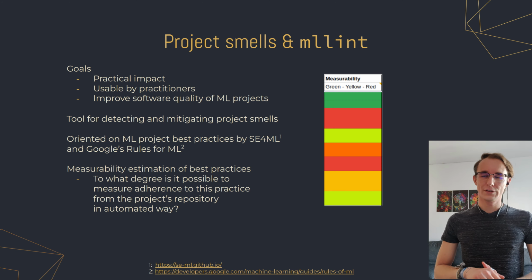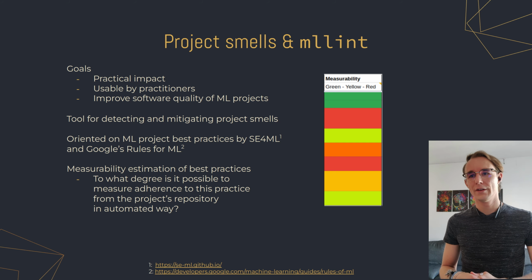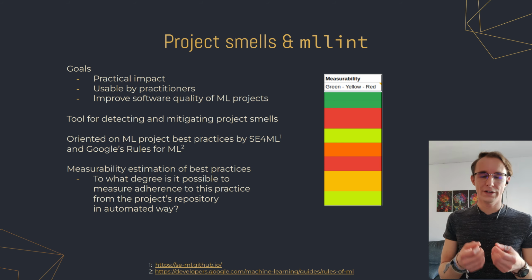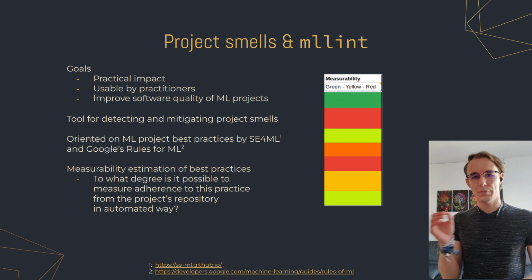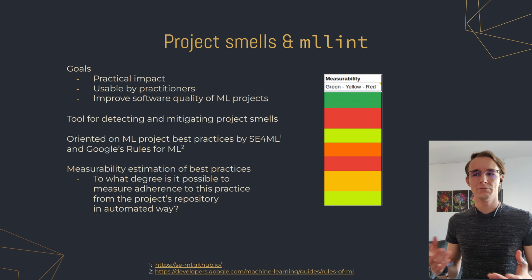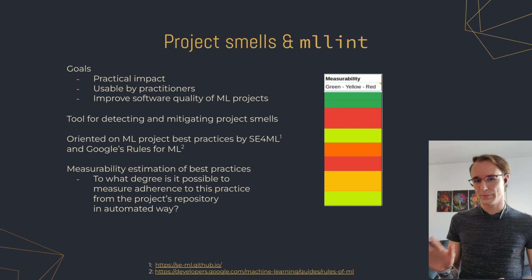So first of all, I started orienting on machine learning project best practices as posed by Software Engineering for Machine Learning, SE4ML, and Google's rules for machine learning. And then I did a measurability estimation to see, well, to what degree is it really possible to measure the adherence to a specific practice based on the project's repository in some kind of an automated way. And I labeled them green if they're really well possible to measure, red if it's basically impossible, and yellow if it's possible but with some caveats.